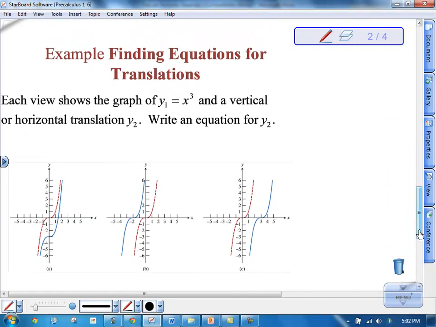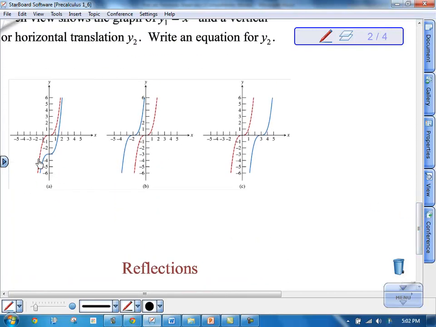All right. Here's another example of finding equations for translations. Each view shows the graph of x cubed and a vertical or horizontal translation. So let's write equations for these real quick. So we want to write equations for the blue function. The red function is the original x cubed.